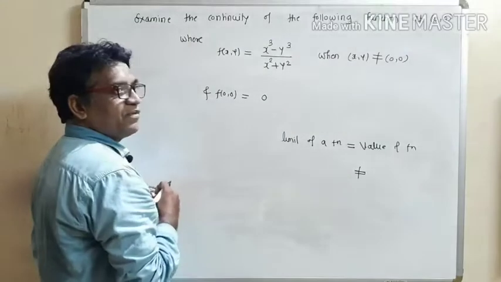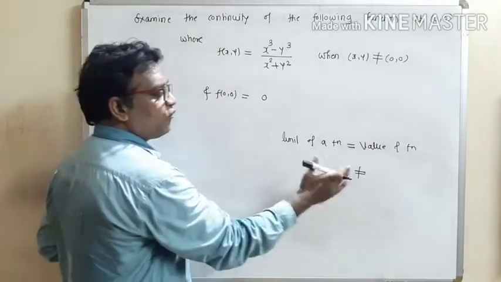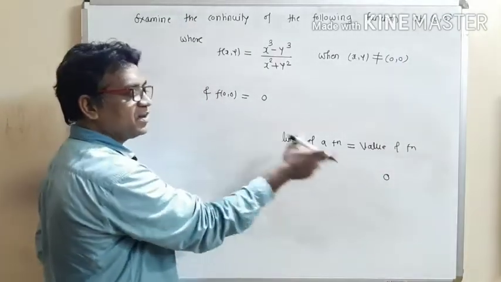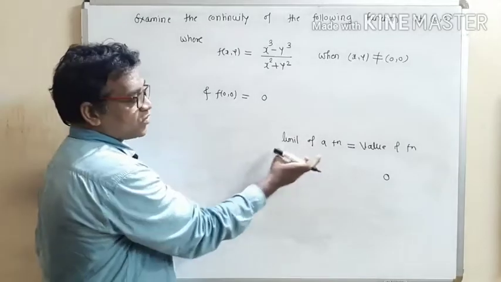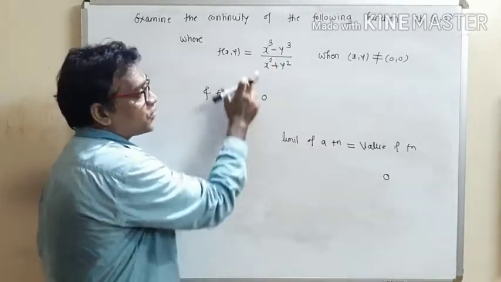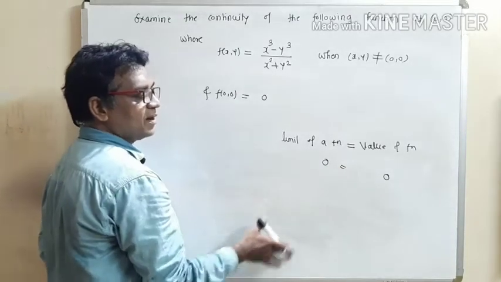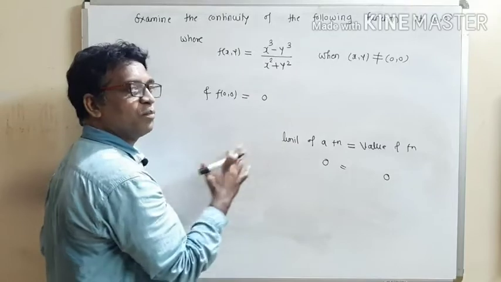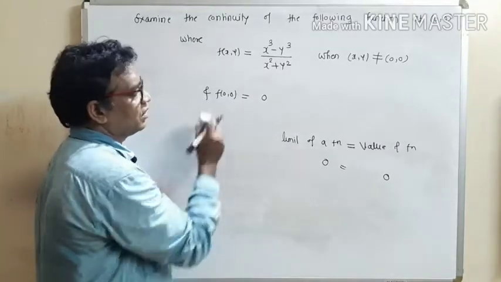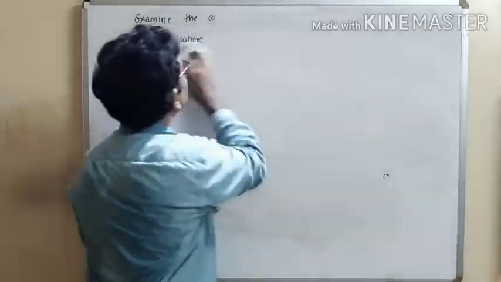Now see what is the given value. The value of the function is given as equal to 0. So we just find the limit of the given function. If the limit of the function is again 0, then we can say that the limit and the value of the function are both equal, so it is a continuous function. So write down the solution.